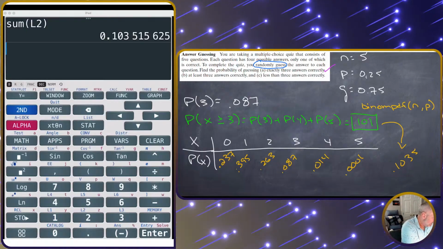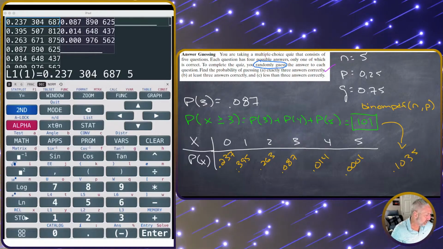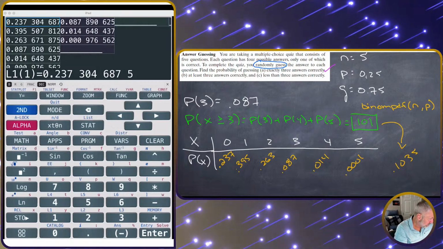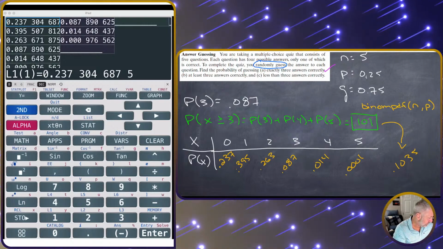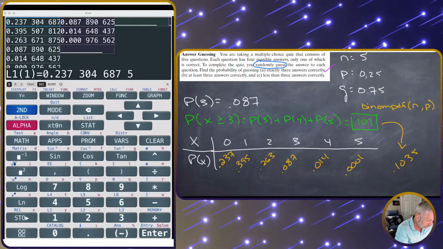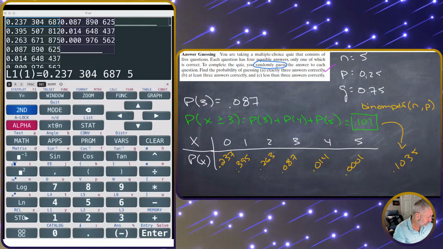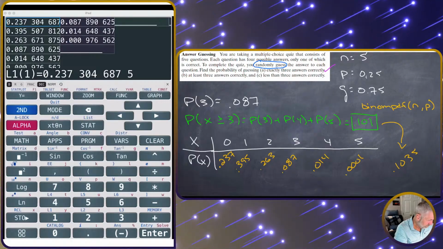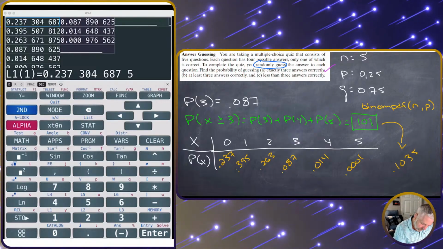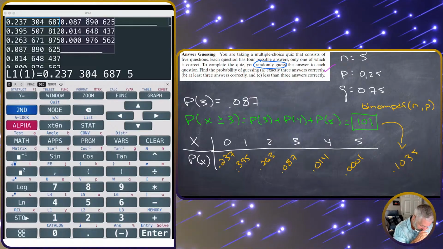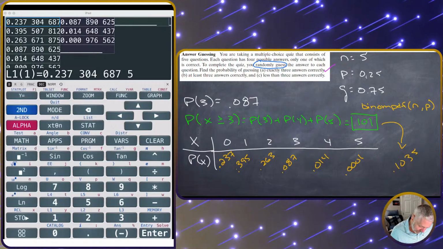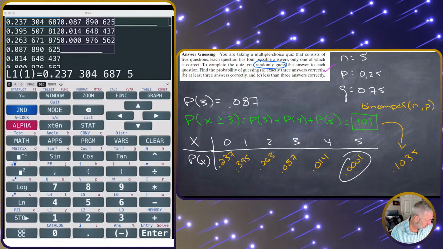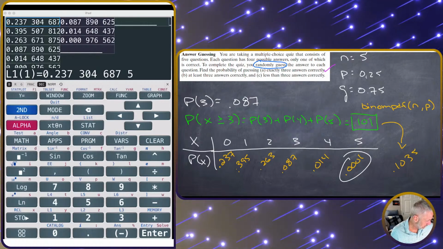So in here, stat edit L2, I've got 0.087. That should be 0.088 plus, I got 0.014. That should be 0.015 plus 0.001. You know what? I may have written that. I did write that wrong. So it's 0.104. Yeah. So this is right. Instead of writing 0.001, I wrote 0.0001 in the case of that.